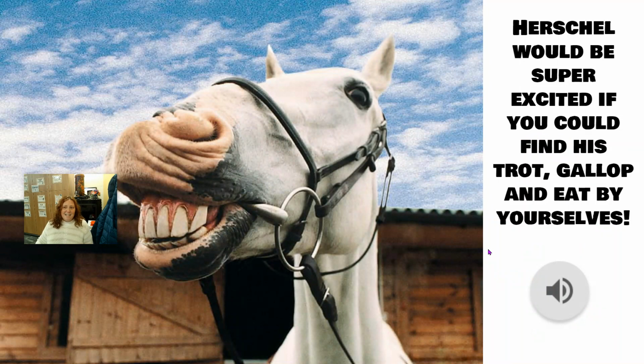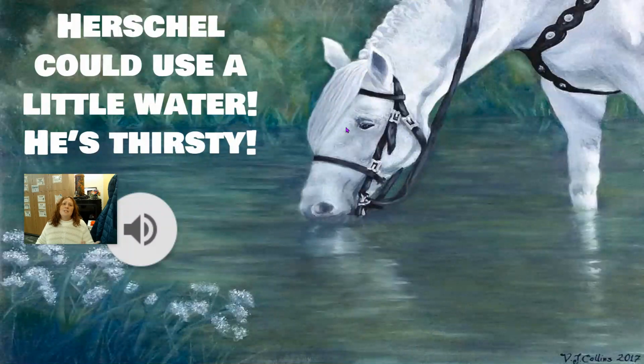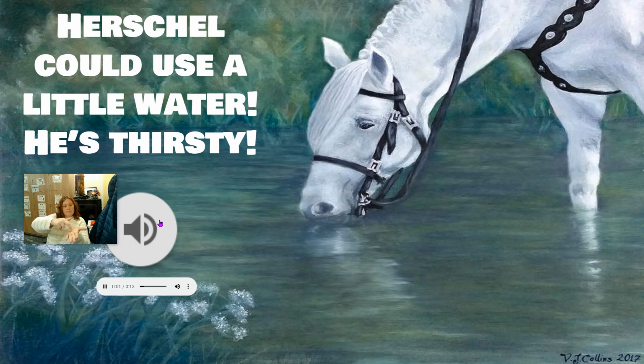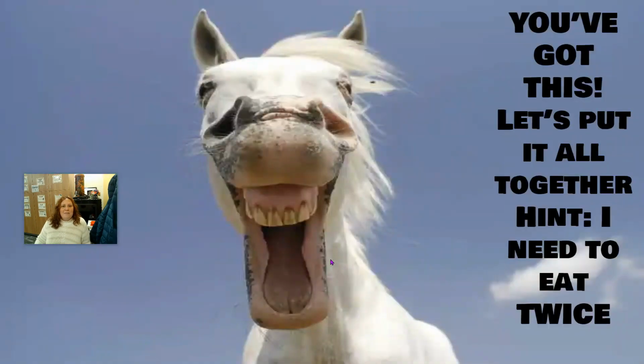Then he would be super excited if you could find trotting, galloping, and eating all by yourselves. So I play the music all the way up through that point and see if they can find trotting, galloping, and also the eating. And then we talk about how he obviously needs a drink. So I have them make a horse tongue out of their fingers, a little watering hole with their hand, and they lap up the water during the drinking part. So you can kind of see that.